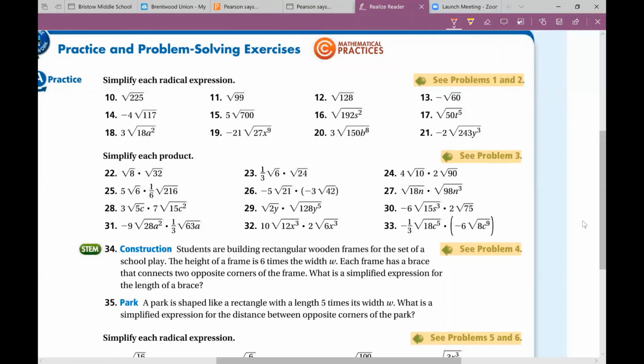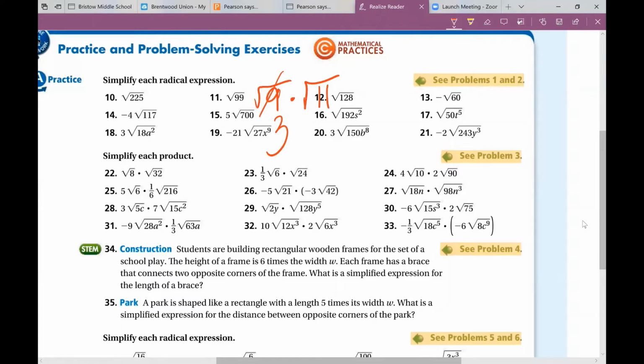Okay, so number 11, square root of 99. That is the same thing as the square root of 9 times the square root of 11. What you want to do when you're doing these problems is try to break them down into the largest perfect square that you can think of. It's kind of like a factor tree. And then take the square root of what you know, try to break down what's left over, and go from there. So I know that the square root of 9 is 3.